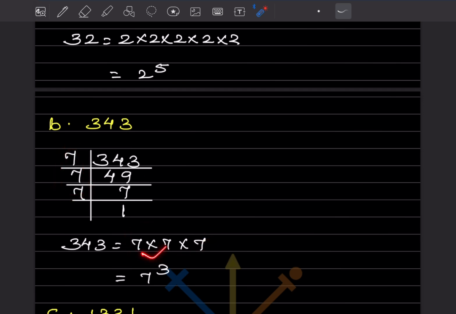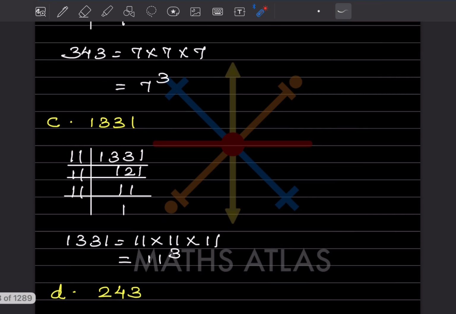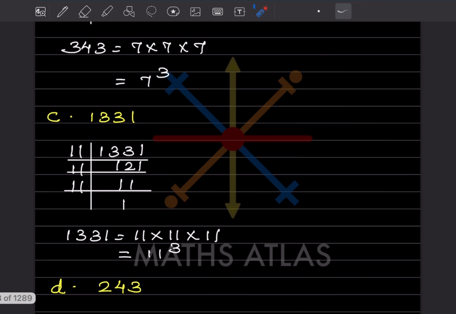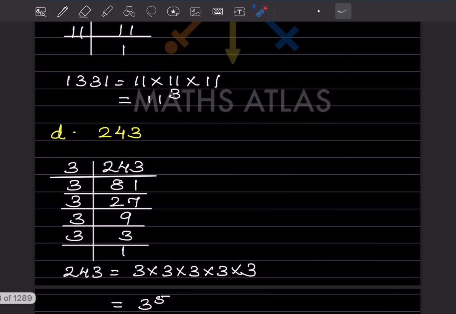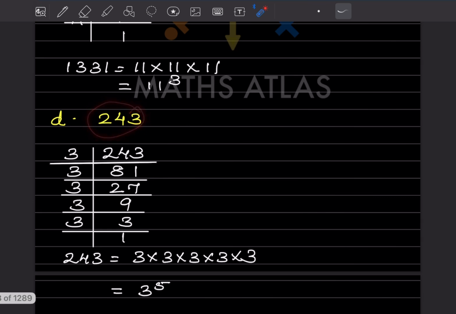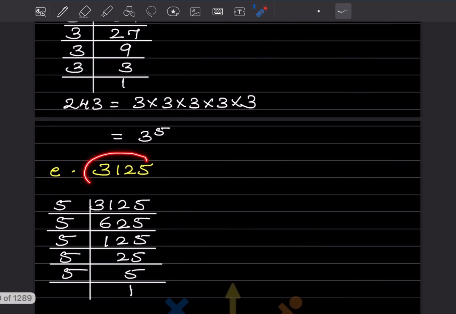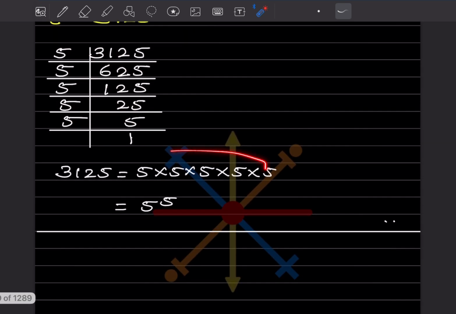So that will be 7 we have 3 times. So that will be 7 raised to 3. Same here. This is only possible with 11. So that is going to be 11 cube. For this one, 243, so this is possible with 3. So that will be 3, 5 times, so 3 raised to 5. So this is only possible with 5. So that is going to be, these are the factors of it, so that will be 5 raised to 5.